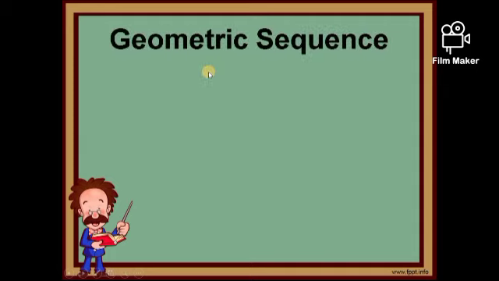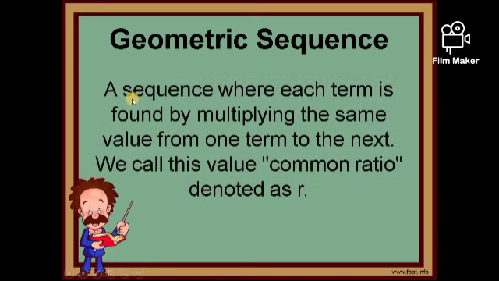What's the difference of geometric to our last topic, arithmetic sequence? So let's see. A geometric sequence is a sequence where each term is found by multiplying the same value from one term to the next. In arithmetic, we add. In geometric, we multiply. Okay? We call this value the common ratio. In arithmetic, common difference. In geometric, we have common ratio, denoted as r.